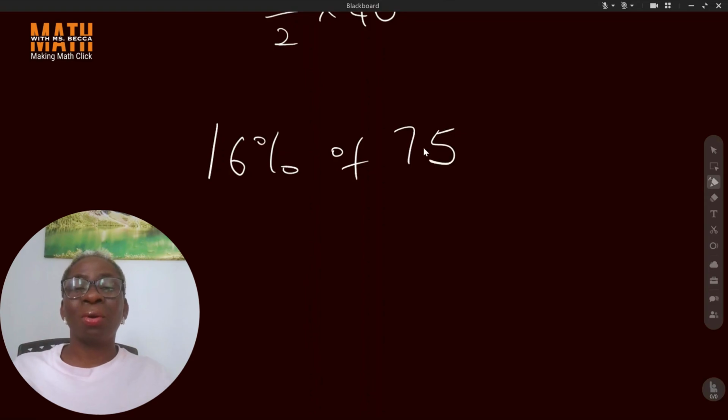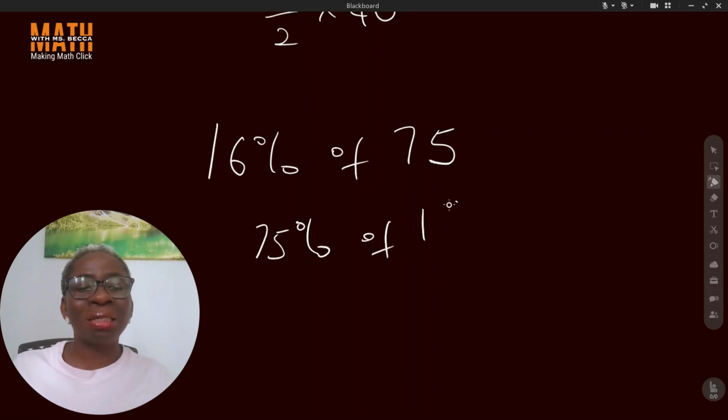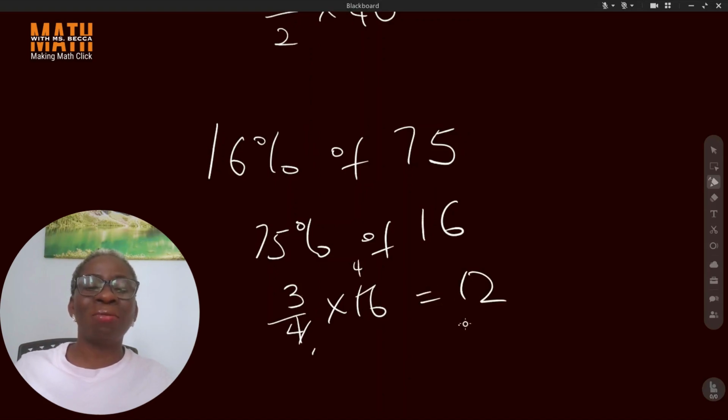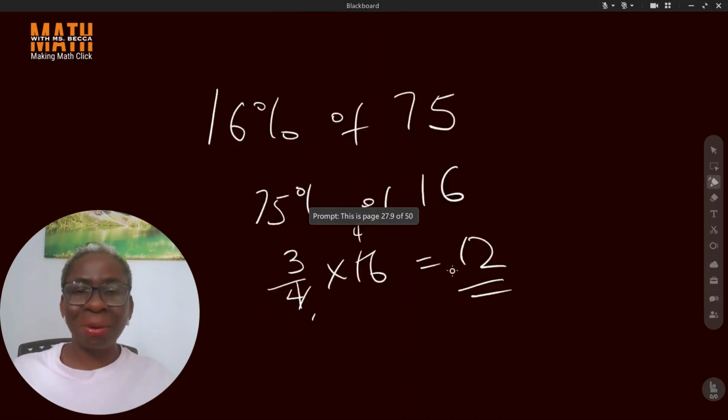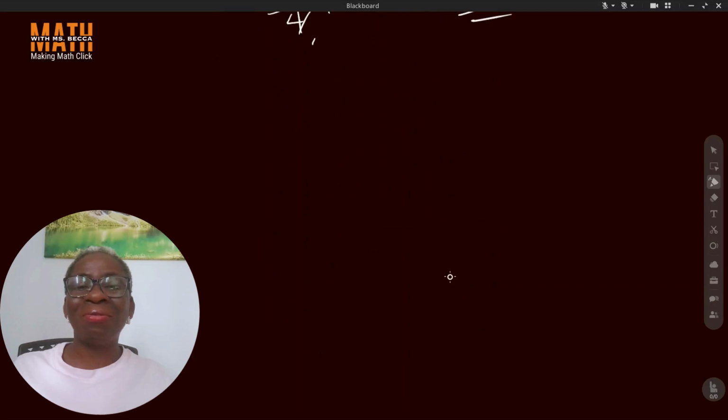Now let's solve 16% of 75. What will this be? That will be 3/4 times 16, and that will be 3 times 4, 12. So when we flip it, this will be 75% of 16, and that will be 3/4 times 16. 4 here 1, 4 here 4, and that will give 12. It is that simple.